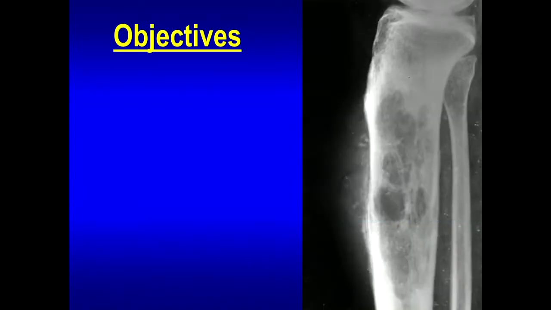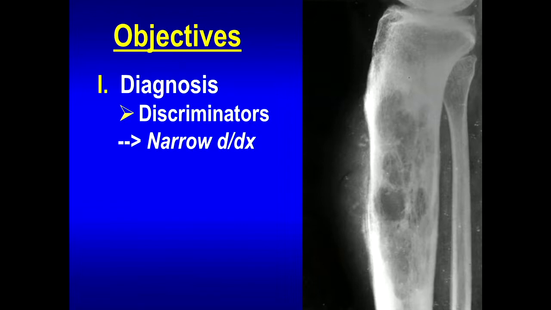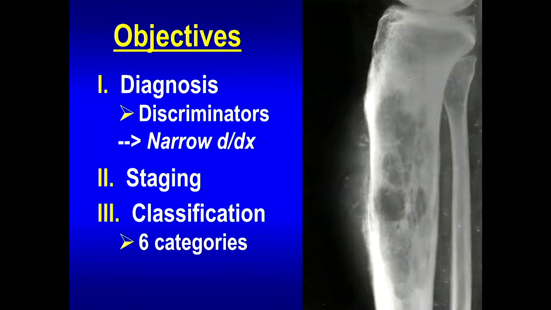We're going to talk about diagnosis of bone tumors and tumor-like lesions, looking at certain findings or discriminators to help us narrow the differential diagnosis. We'll then talk very briefly about staging and then focus on classification of bone tumors into 6 basic categories. Of course, this is only an introduction. We'll be focusing on generalizations rather than the exceptions to the rule.